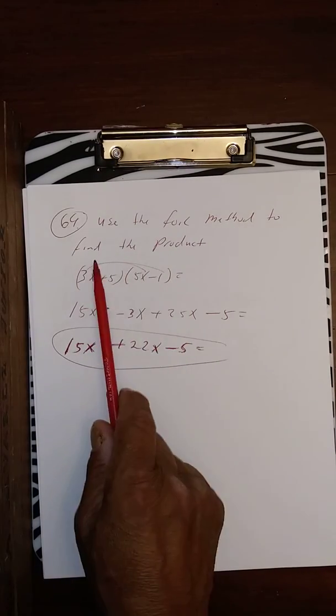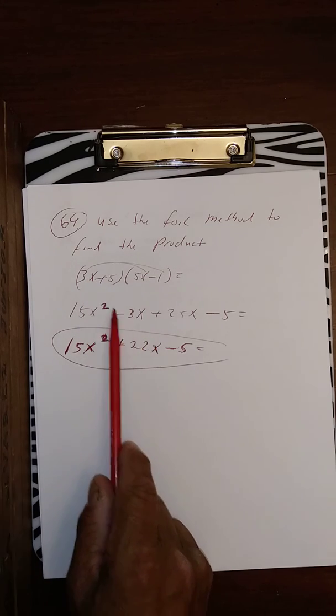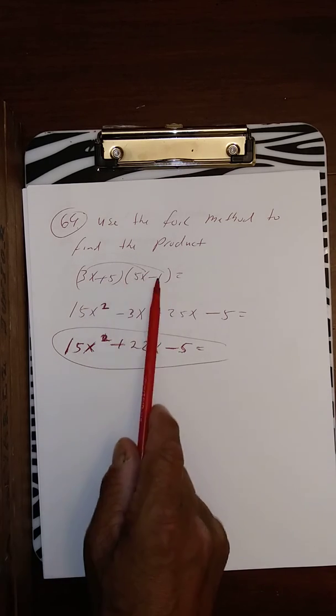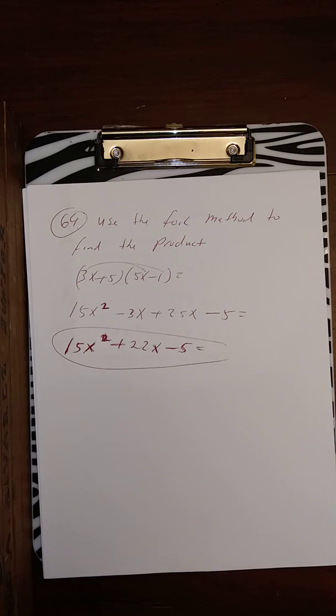Use the FOIL method to find the product. So 3 times that is 15x squared, 3 times that is negative 3x. That's going to be 25x, that times that negative 5. So 15x squared plus 22x minus 5.